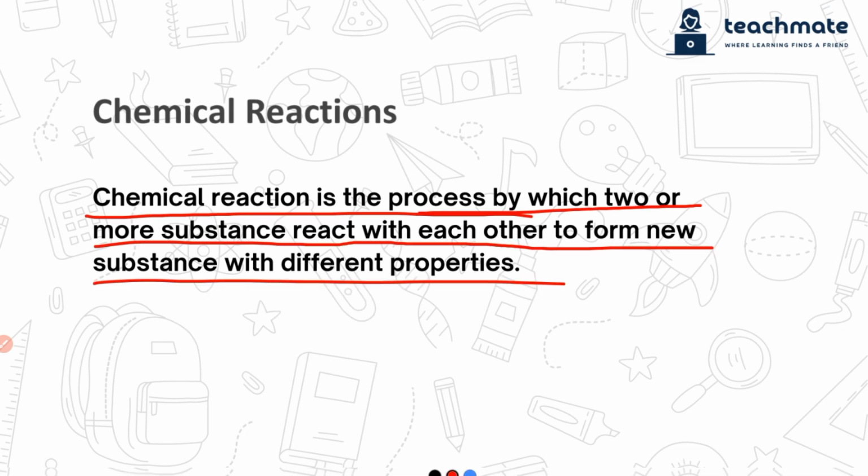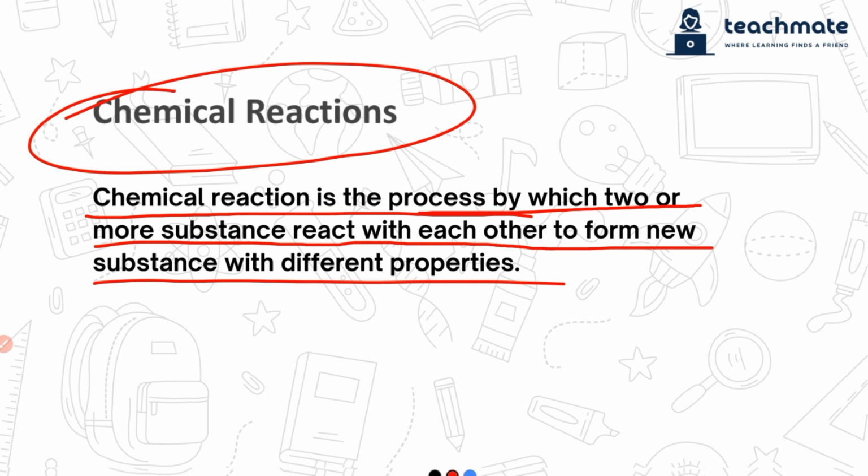So inside the chemical change, when a chemical change occurs, what happens there? Two or more reactants react to form a new substance, right? That is actually known as chemical reactions. A chemical reaction is a process by which two or more substances react with each other. They both react, and they will be having different properties.